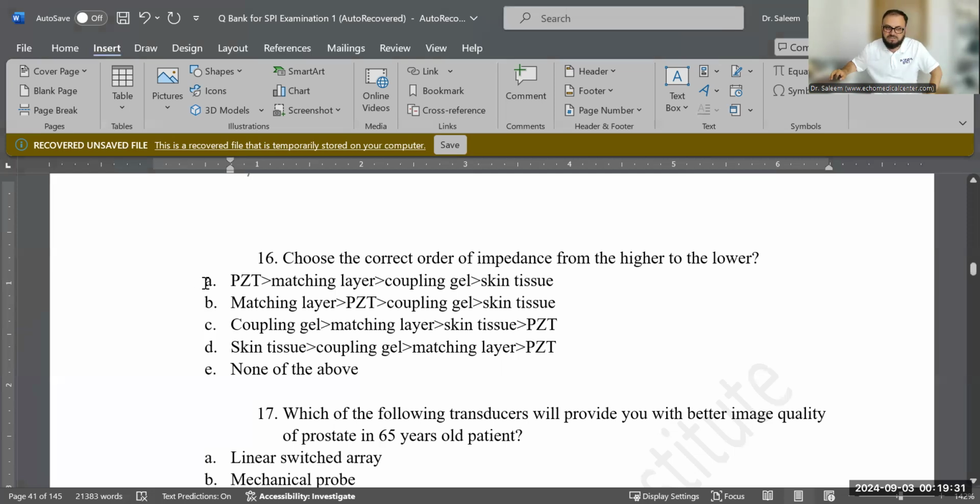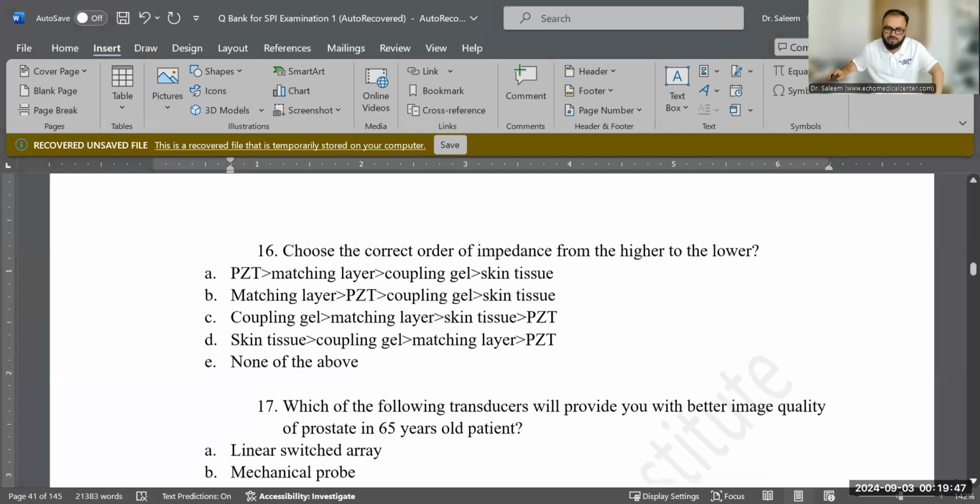Yes, A is the correct answer. First of all, we have the higher impedance or resistance in the PZT for the sound. That's a solid, correct? And then after that is the matching layer. After that is the coupling gel. And after that will be the human body tissue, soft tissue, correct?